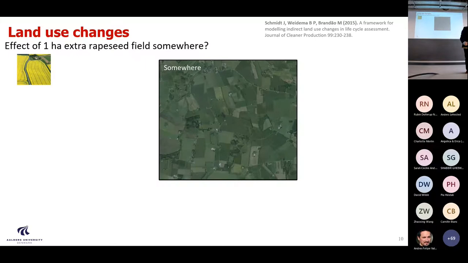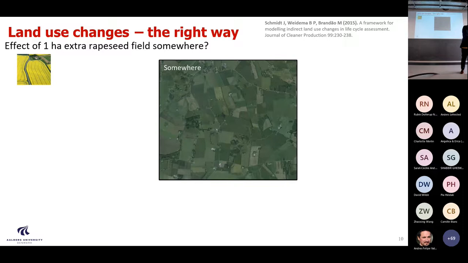Okay, then let's have another example. Now I would like one hectare of rapeseed cultivation. It could be 3 tons, which is an average yield of rapeseed. So if I am demanding these 3 tons of rapeseed, of course I need to grow them somewhere, otherwise they will not be there. So let's put them somewhere.